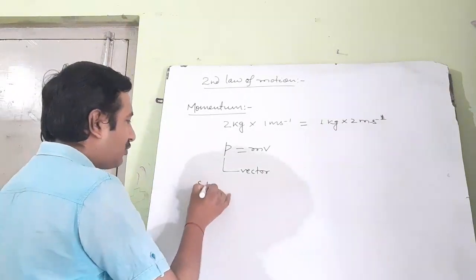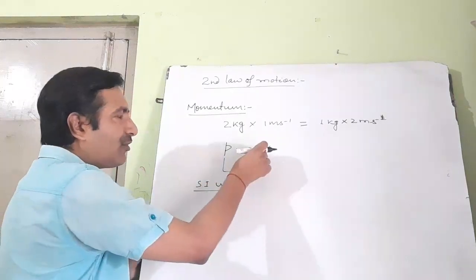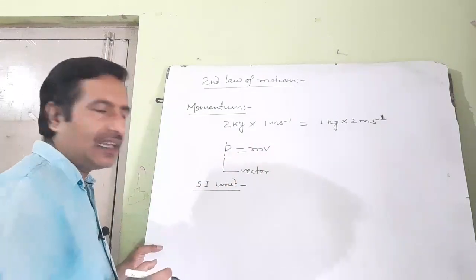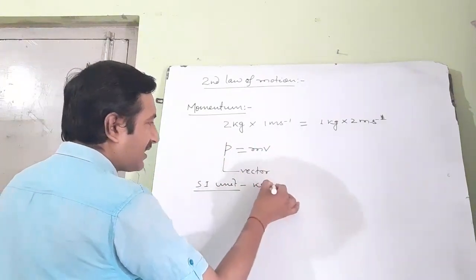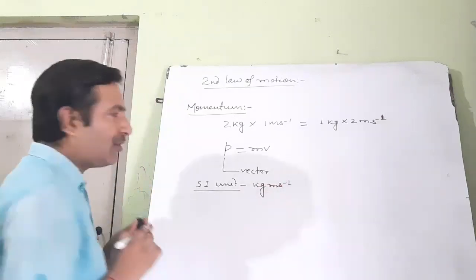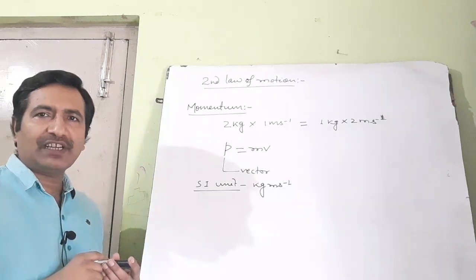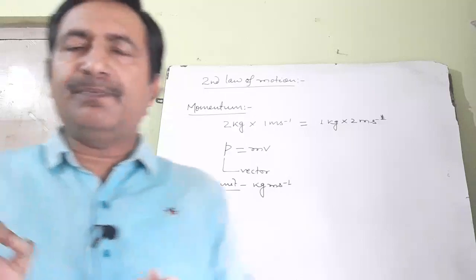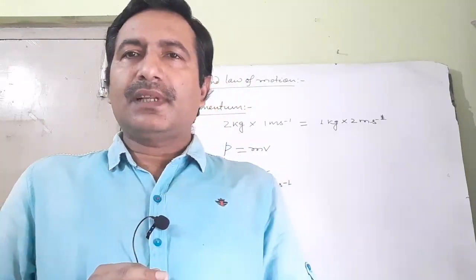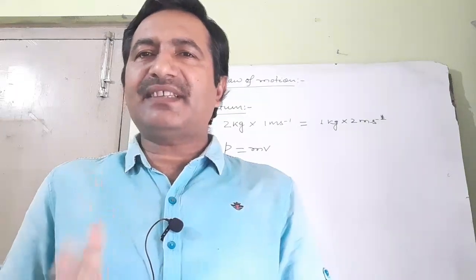Got it? Now how can you find the SI unit of momentum? So see, the SI unit of momentum is the SI unit of mass into the SI unit of velocity. The SI unit of mass is kg and the SI unit of velocity is meter per second. So the SI unit of momentum is kg meter per second. Got it? This is the SI unit. So I think you understood the new physical quantity momentum as the measurement of effectiveness of motion.